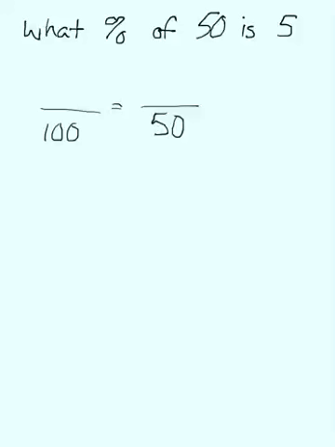Where's the 5 go? Why is it on top of the 50? You're right. Why is it on top of the 50? Because we don't know the percentage of 50 over 5. Your first fraction deals with your percent. The second fraction is your numbers.